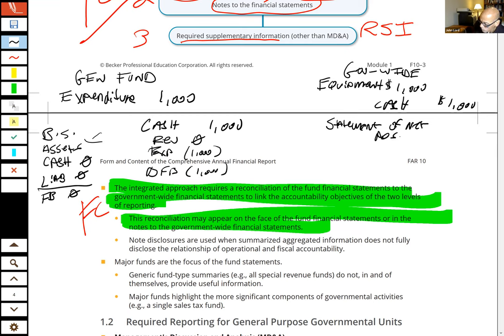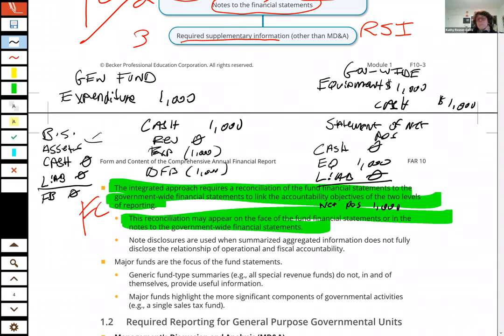Okay, like the balance sheet. This is now at the government-wide level. Do I have any cash? No. Cash is zero, but now I have equipment of 1,000. My liabilities are still zero. And I'm going to have to write the net position down here. Net position is now 1,000, isn't it? Right? Okay.